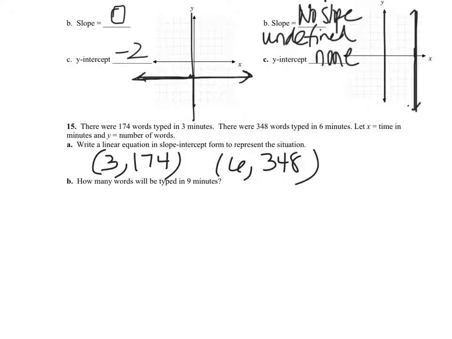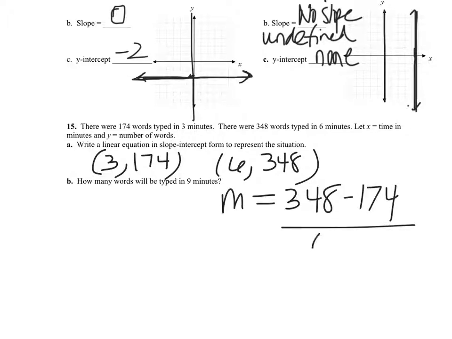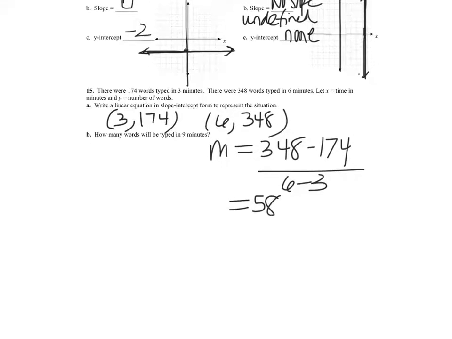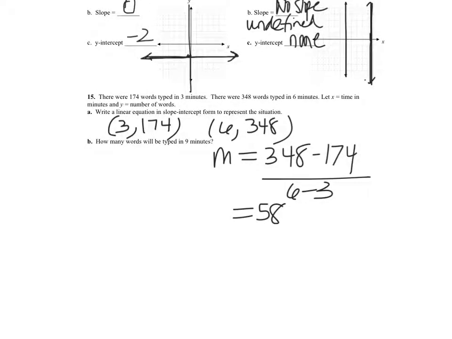Okay? First, I'm going to find the slope. Slope is 348 minus 174 over 6 minus 3. I did this one earlier. What was it? 174 divided by 3. 58. That is a slope. Slope is a rate. That would be 58 words per minute.